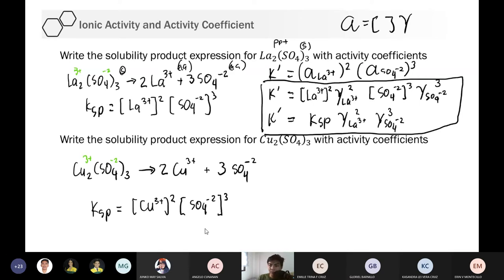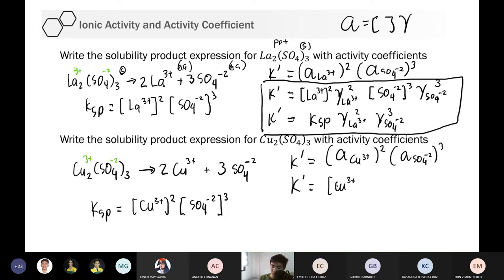However, today we realize na this is incomplete now. We have to account for the activities now. So, we write K prime equals activity of copper 3 plus squared times the activity of sulfate ion cube. San equal yung activity? Concentration times the gamma. So we express this as concentration and gamma. So we have concentration of copper 3 plus squared, gamma of copper 3 plus squared, concentration of sulfate ion cube, gamma ng sulfate ion cube.